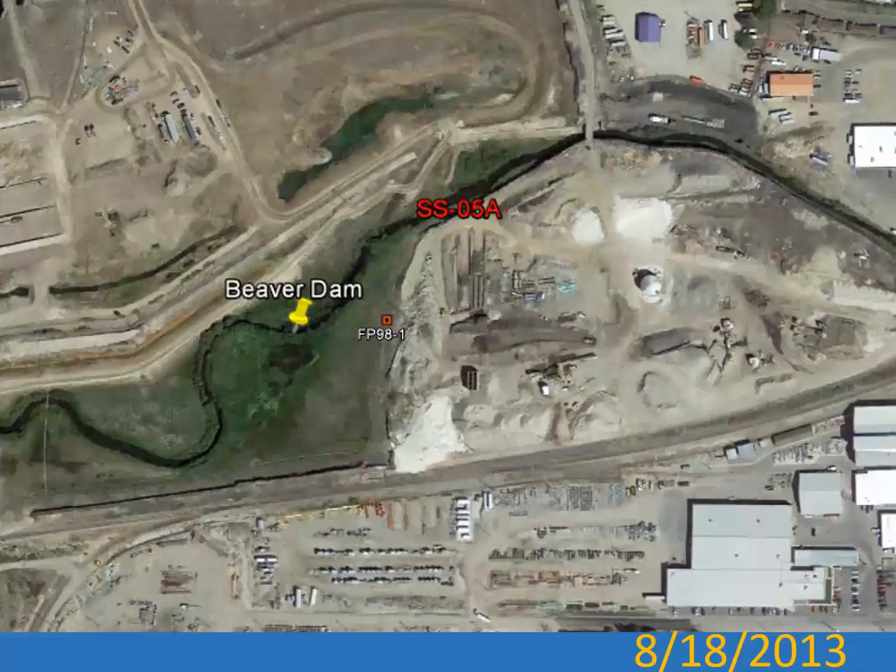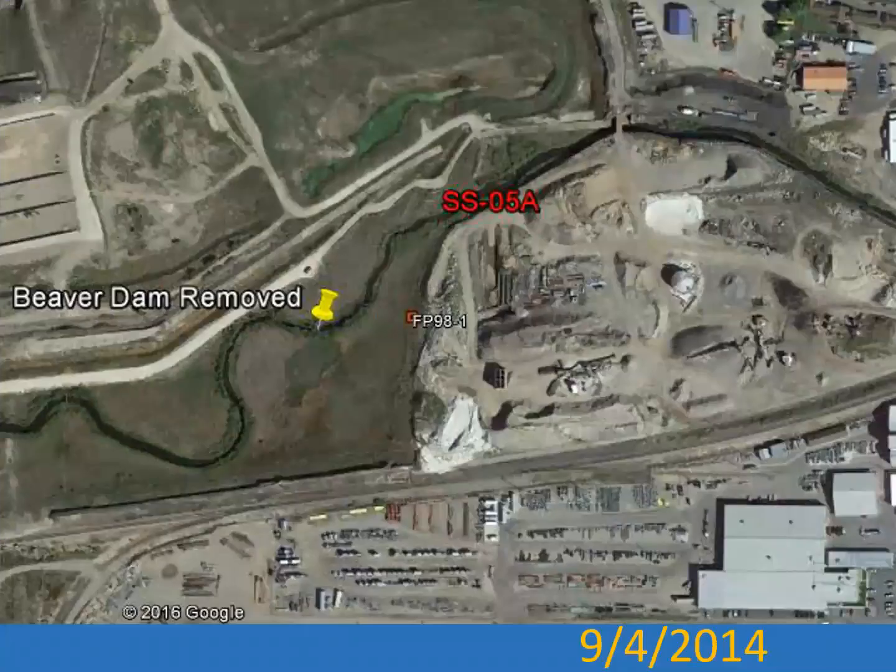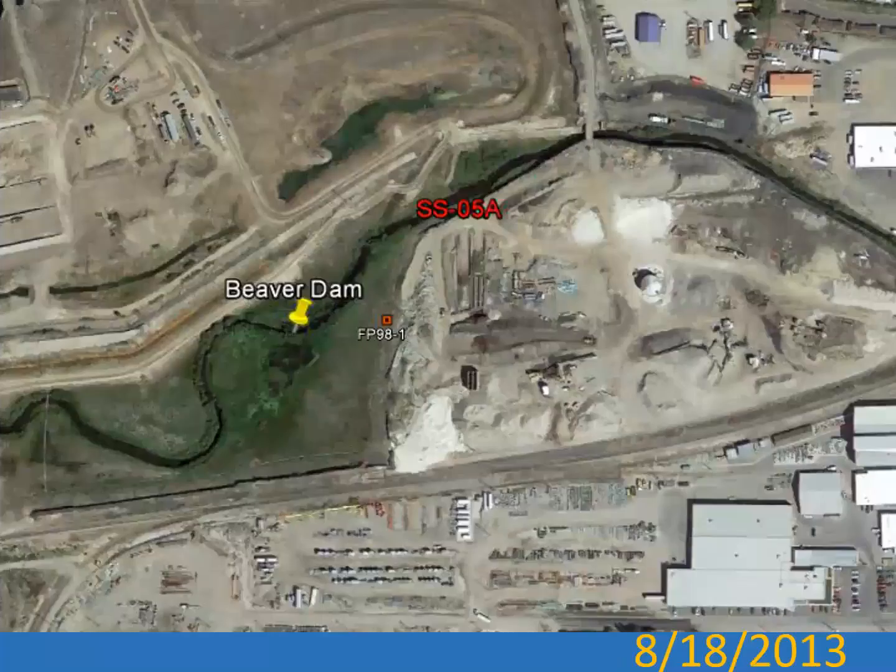And so here's the picture of it. There's where the dam was, and here's where my backhoe was. So here's where they've removed the dam. And I want to just show you a simple thing to note.